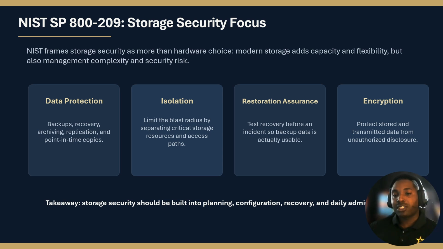NIST recommends focusing on several key areas, such as data protection, which includes backups, replication, and recovery. Isolation, which helps prevent attackers from moving across storage resources if one system is compromised. Restoration assurance, where organizations regularly test backups so that they know they actually work before an emergency happens. And encryption, which protects sensitive information, whether it's stored on a device or moving across a network. These recommendations help organizations build storage environments that are secure, reliable, and prepared to recover from incidents.